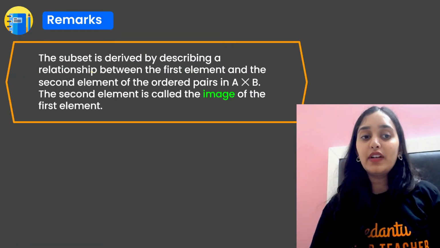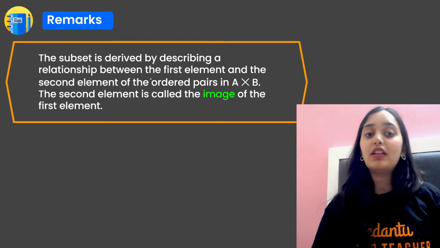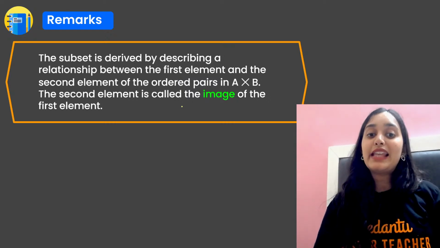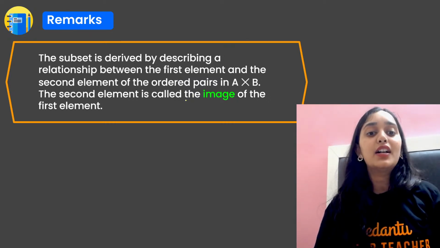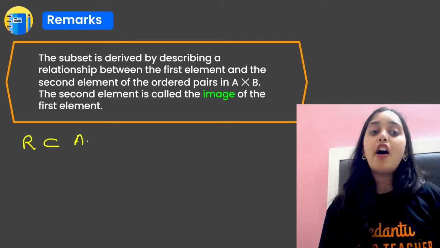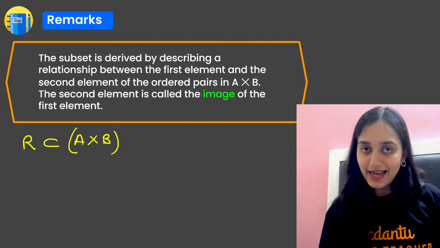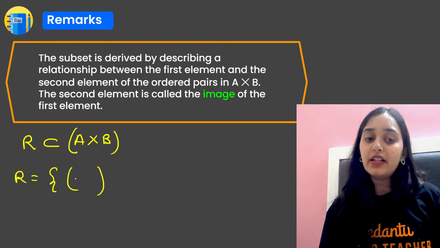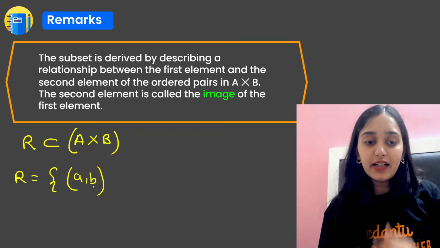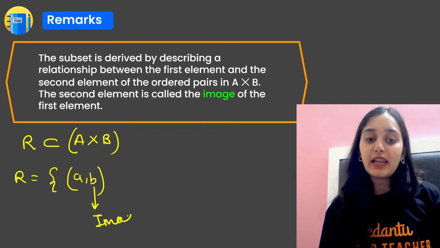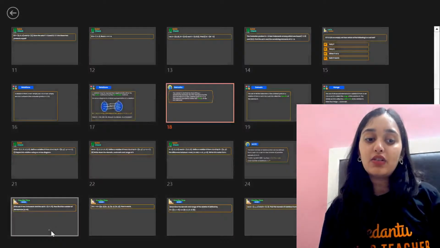Now, a quick point to note over here. The subset is derived by describing a relationship between the first element and the second element of the ordered pair of A cross B. The second element here is called the image of the first element. So, a relation is always a subset of the cross product of two sets. Now, this subset is going to contain ordered pairs. Here, in the ordered pair, the second element is called the image and the first element is called the pre-image.